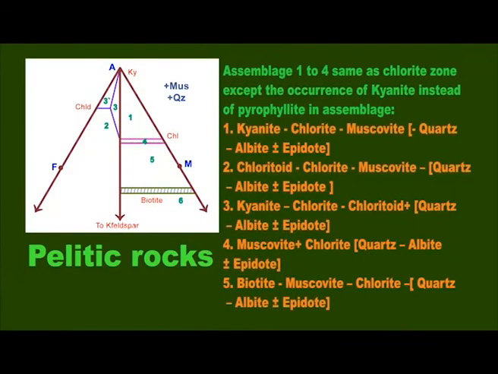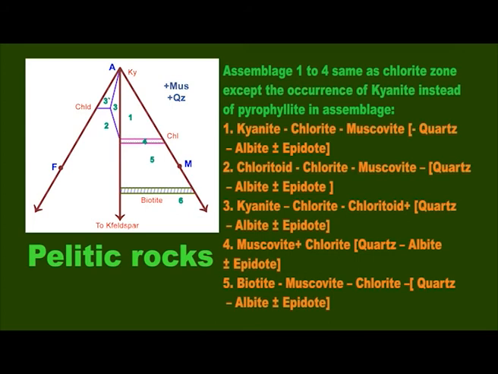Mineral assemblages, mineral paragenesis. On the basis of AFM, we can observe the formation of two new minerals, the first appearance of biotite and kyanite during biotite zone of greenschist facies. Pelitic rocks, assemblages 1 to 4, same as chlorite zone except the occurrence of kyanite instead of pyrophyllite. Number 1, kyanite, chlorite, muscovite with quartz, albite, epidote.